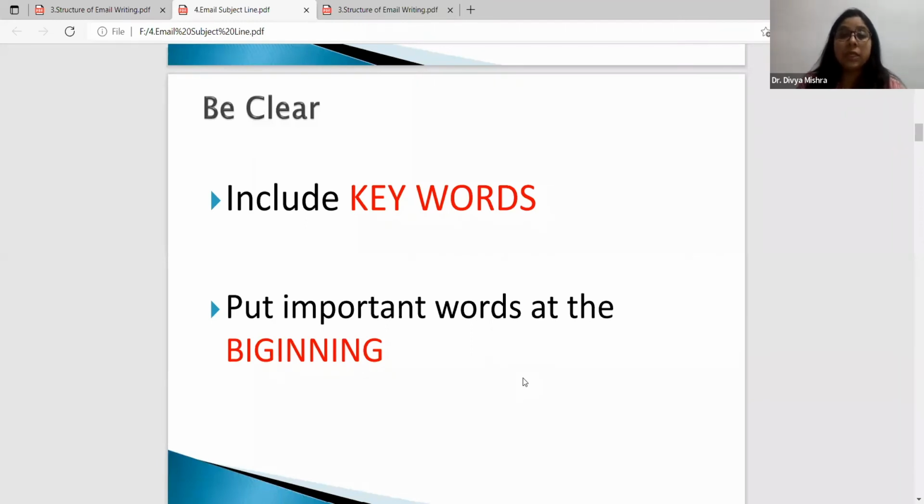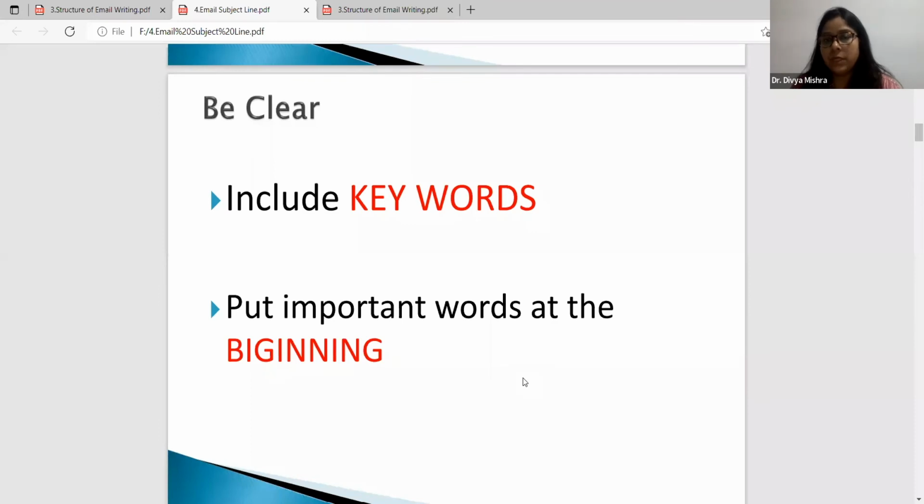You need to be very clear while you're writing a subject line. So include keywords. Keywords means something which is directly related to that message. Let me give you a scenario and tell me what is the right subject for this kind of email. You have to take leave due to an accident. You have to take 15 days leave, and you have to write an email related to that scenario. What should be the exact subject line for this?